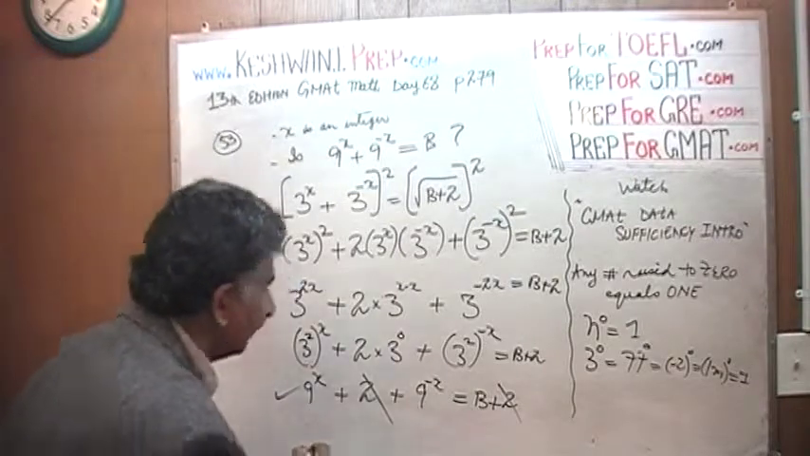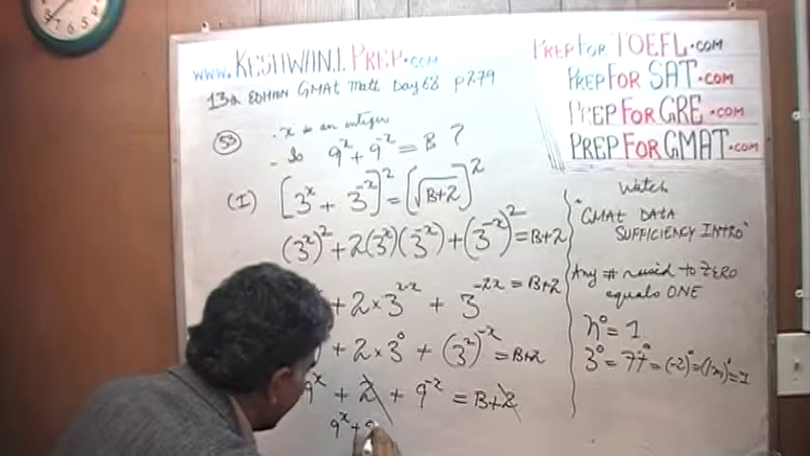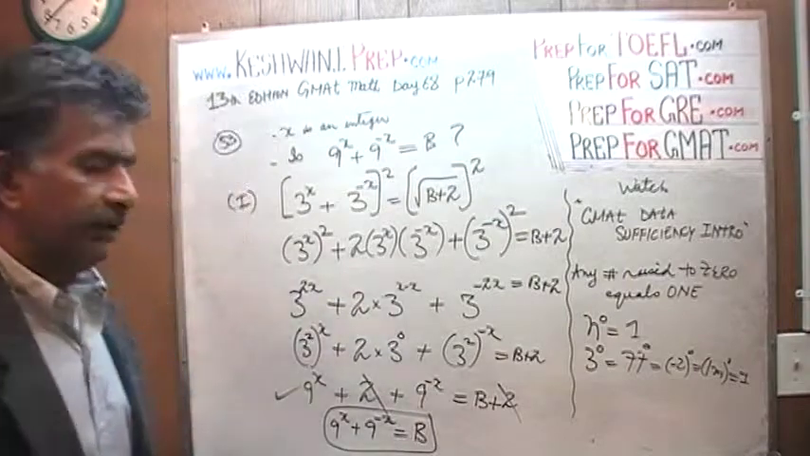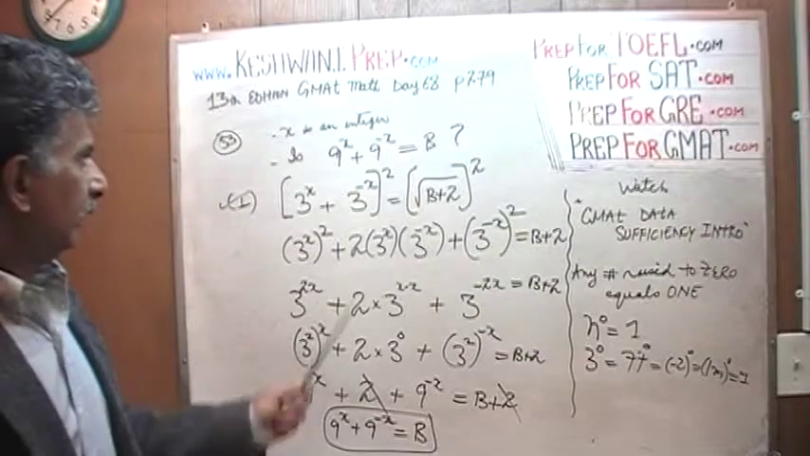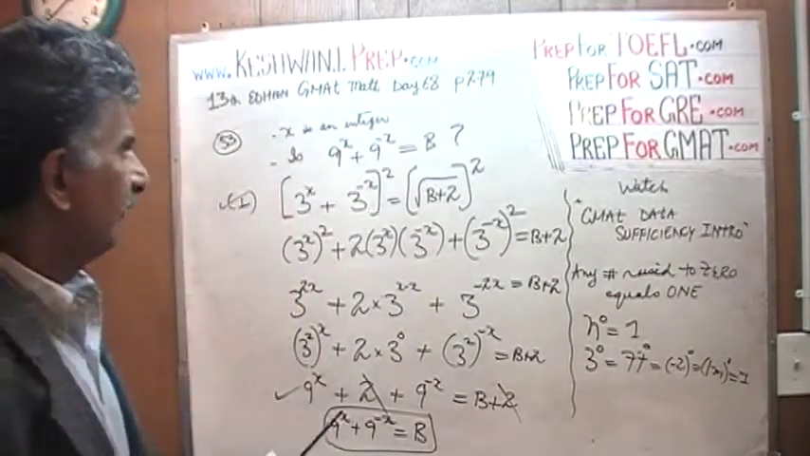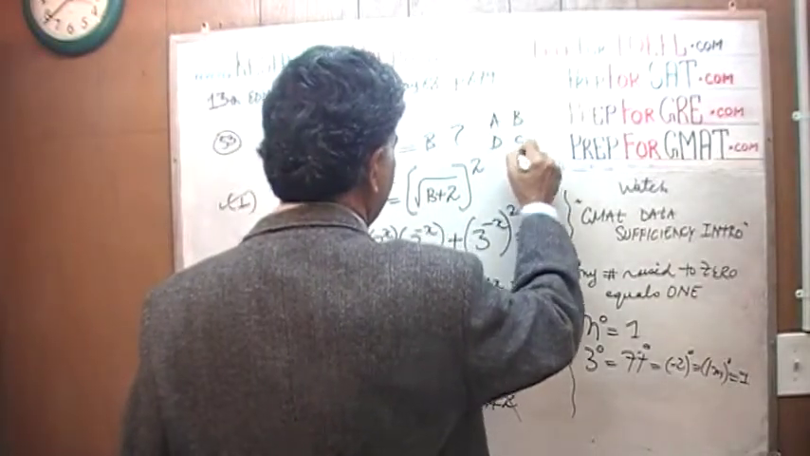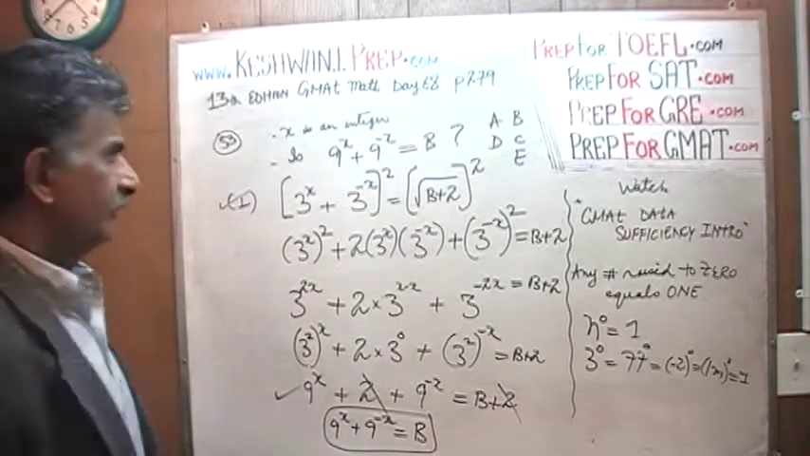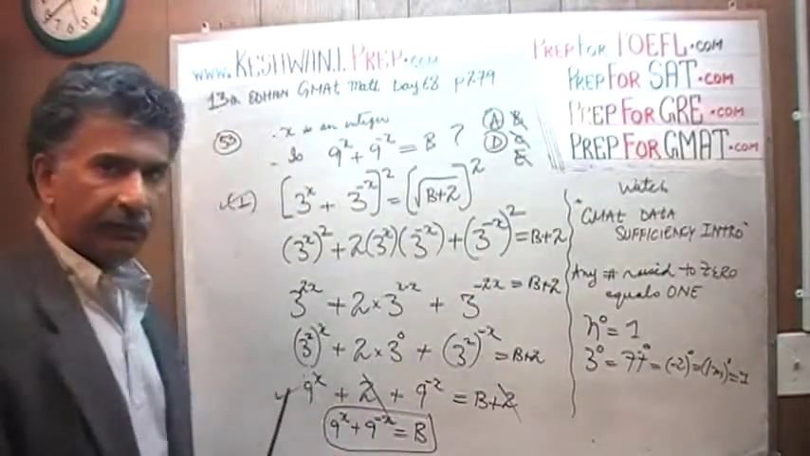9 raised to x plus 9 raised to negative x does indeed equal b. So the first statement is enough. The first statement by itself is enough, even though it looked kind of ugly, but it turned out to be not too bad. Therefore, AD, BCE. Since the first statement by itself works, the answer cannot be B, C, or E. The answer has got to be either A or D. Let's look at the second statement, shall we?